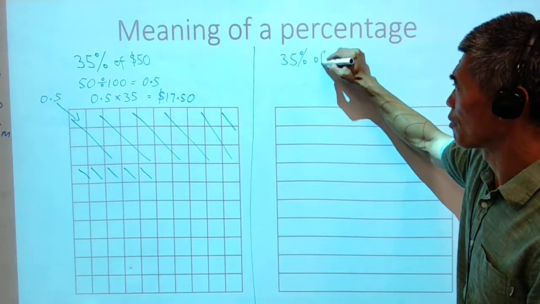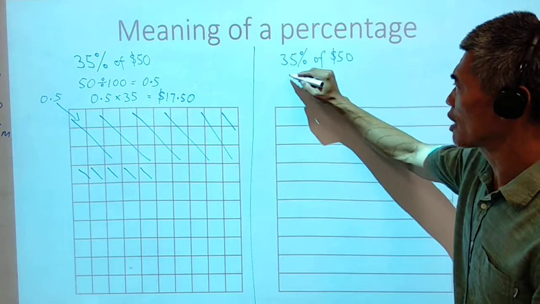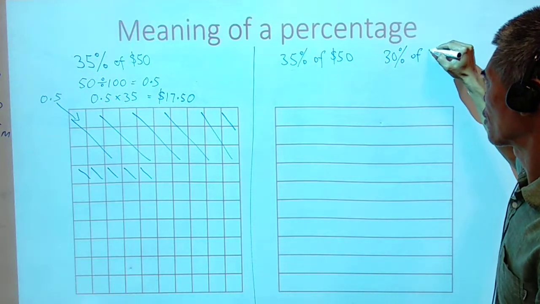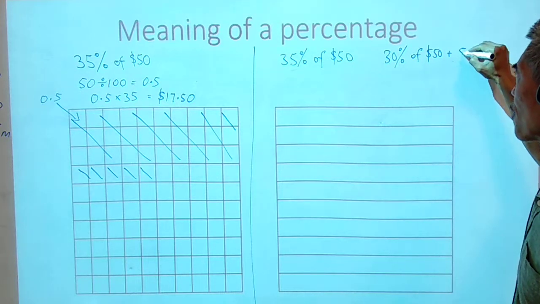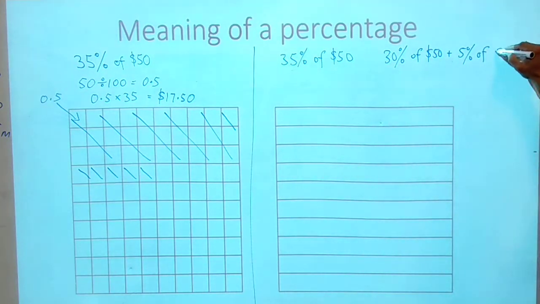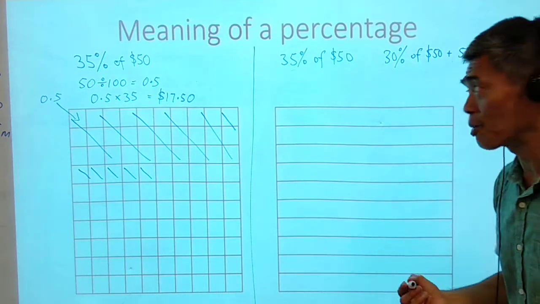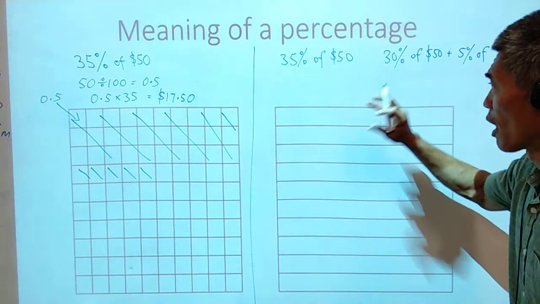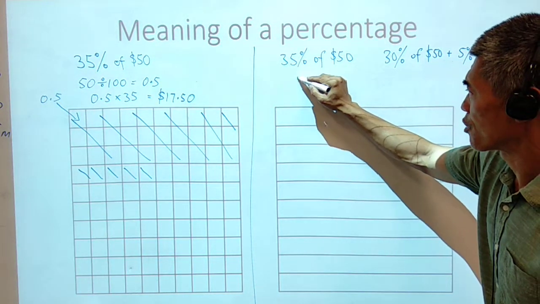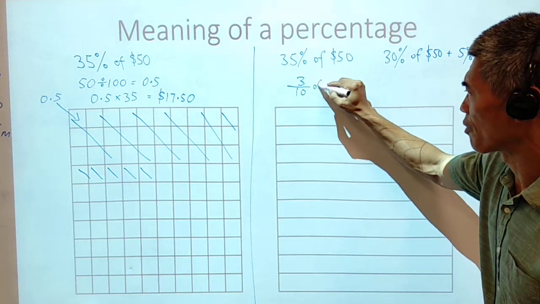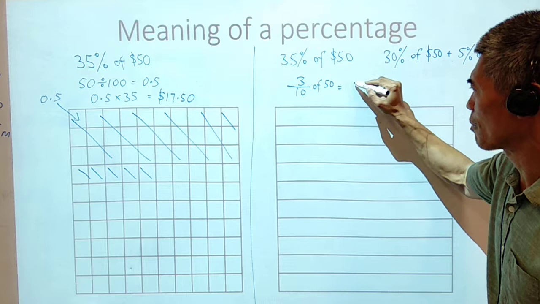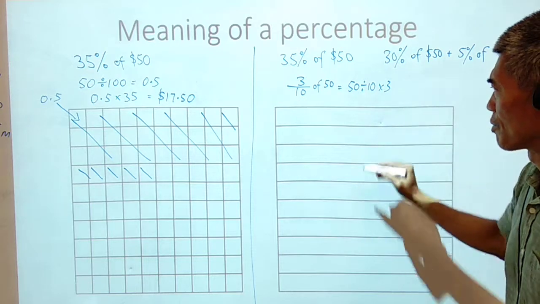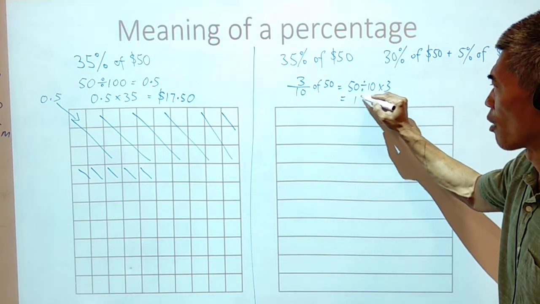Now, 35% of 50 can be seen as 30% of $50 plus 5% of $50. Now, 30% of $50 is simply looking at 3 parts. And we know that 3 out of 10 of 50 is simply the same as 50 divided by 10 times 3, which gives us 5 times 3 or 15.